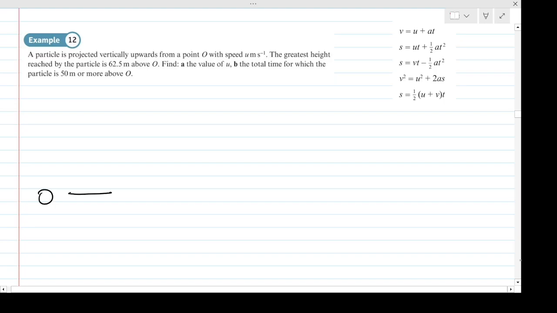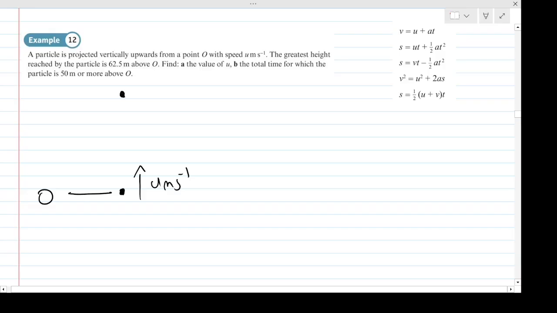I'm not told anything about a floor, so I assume it just starts at O. Okay, so I have a particle, some little ball, and it moves up. I'm told it's projected upwards, so basically kicked or pulled up. It moves up with speed u, so I'll say u meters per second.